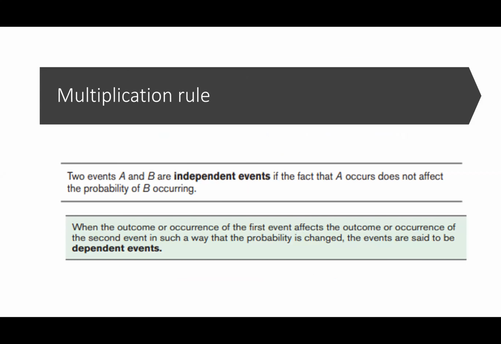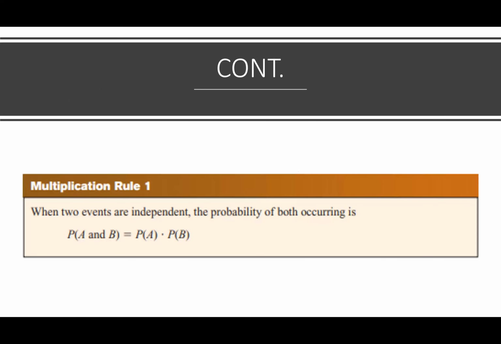Multiplication rule. Two events, A and B, are independent events if the fact that A occurred does not affect the probability of B occurring. When the outcome or occurrence of the first event affects the outcome or occurrence of the second event in such a way that the probability is changed, the events are said to be dependent events. Multiplication rule number 1: when two events are independent, the probability of A and B is equal to the probability of A multiplied by the probability of event B.